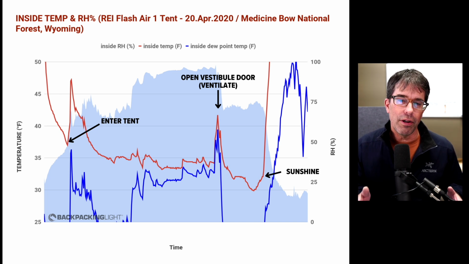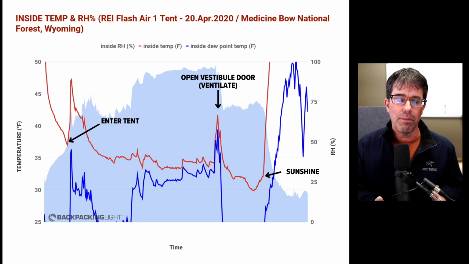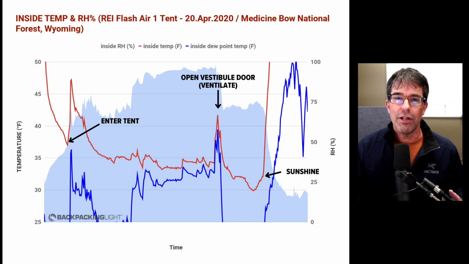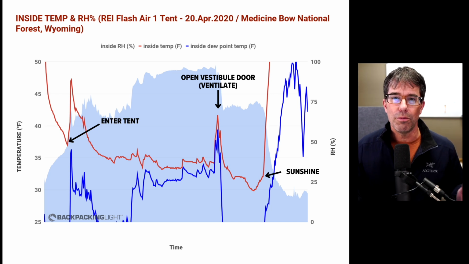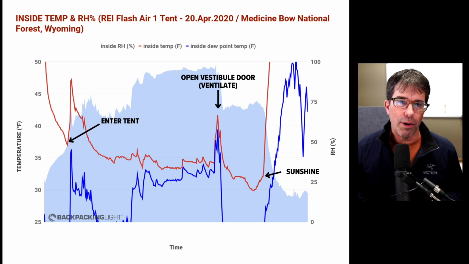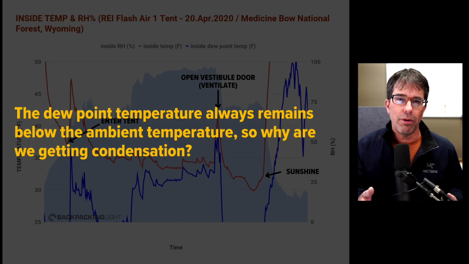So we are correlating some trends here. A convergence of dew point and ambient temperatures is increasing the condensation, and a divergence of the dew point and ambient temperatures is causing a drying condition. And I was able to observe that through the night. But we still have to wonder why, if the dew point temperature remains below the ambient temperature the entire night, why are we still getting condensation?